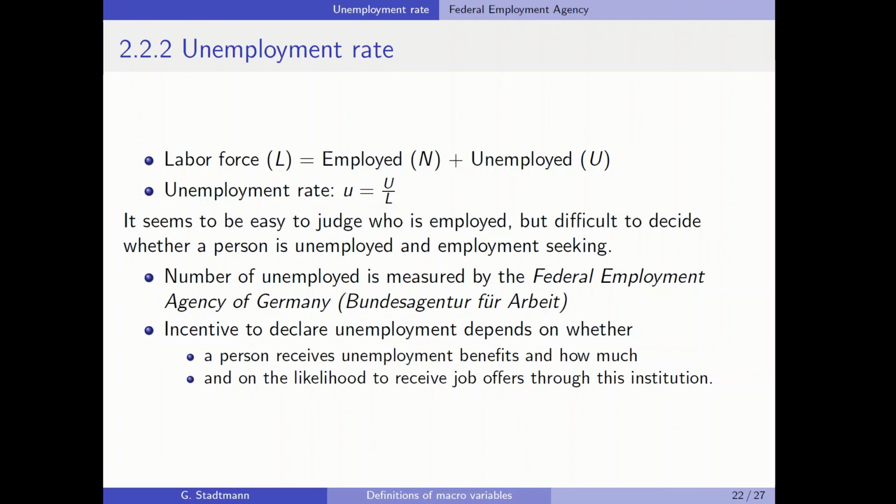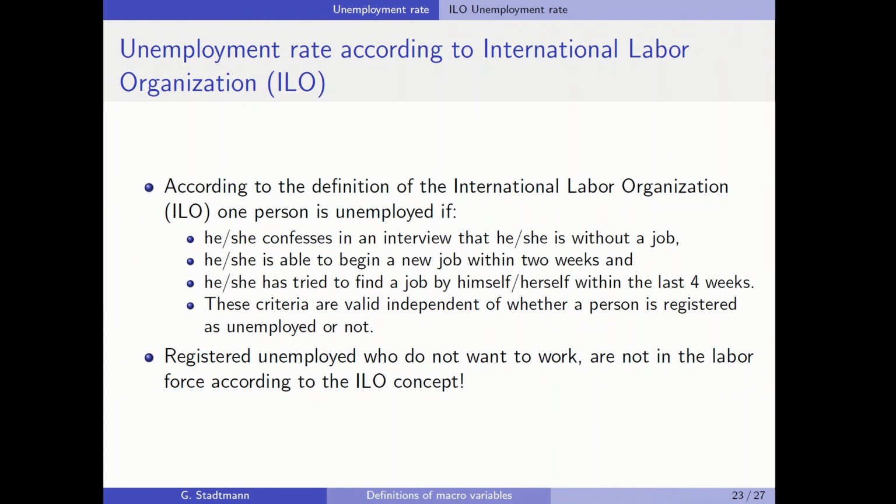Another method to compute the unemployment rate stems from the International Labour Organization, ILO. According to the definition of the ILO, a person is unemployed if he or she confirms in an interview that he or she is without a job, that the person is able to begin a job within 2 weeks, and that the person has tried to find a job by himself or herself within the last 4 weeks.